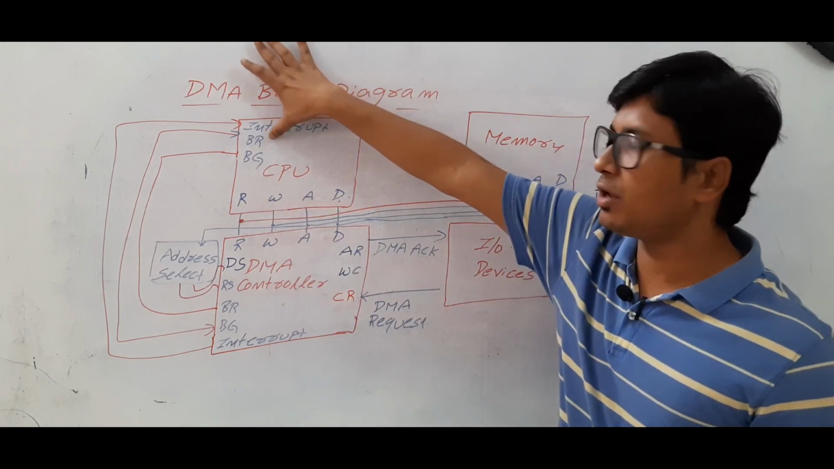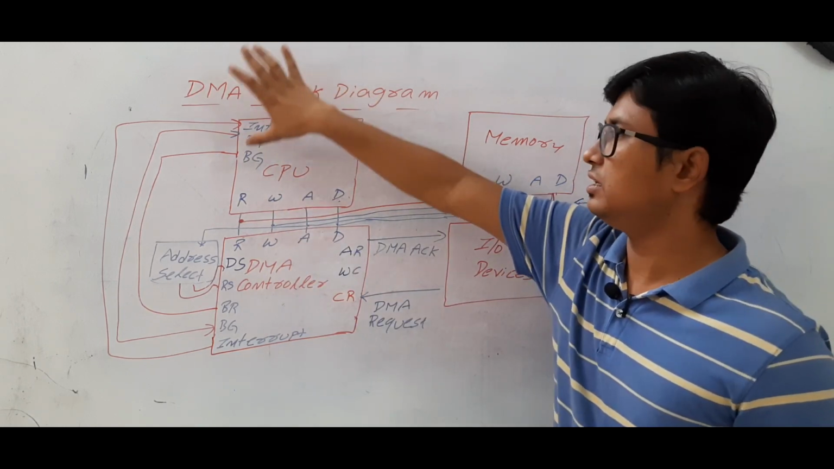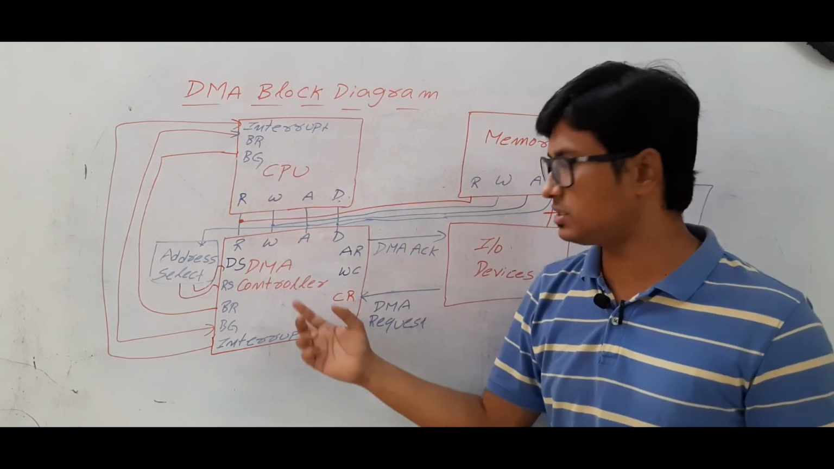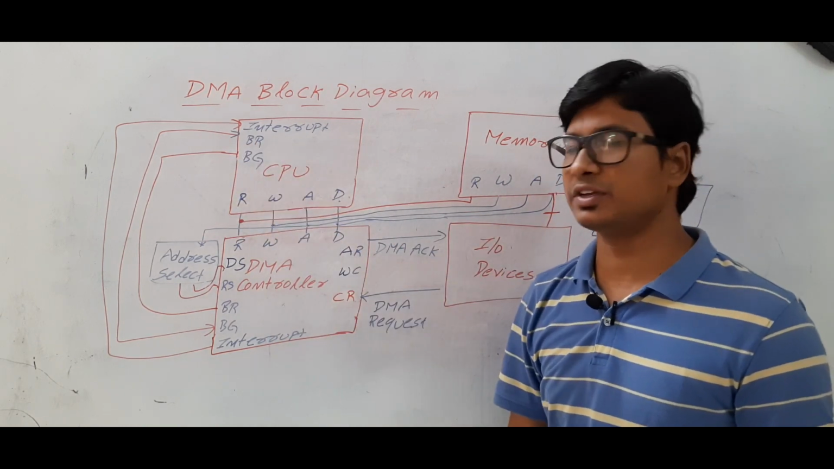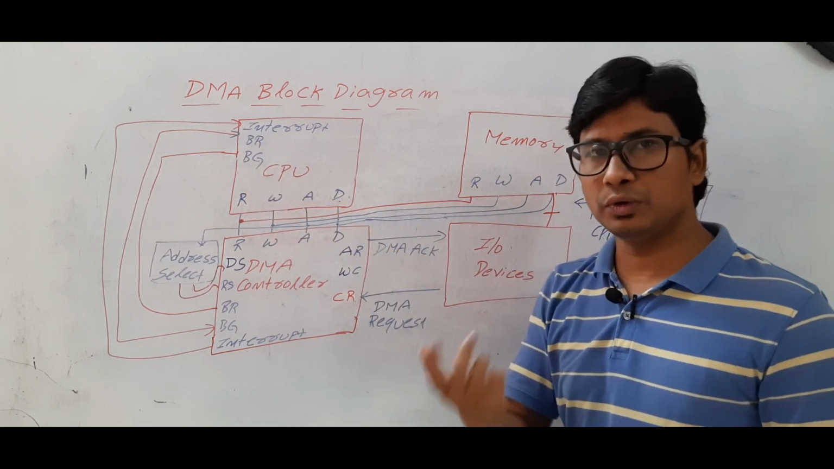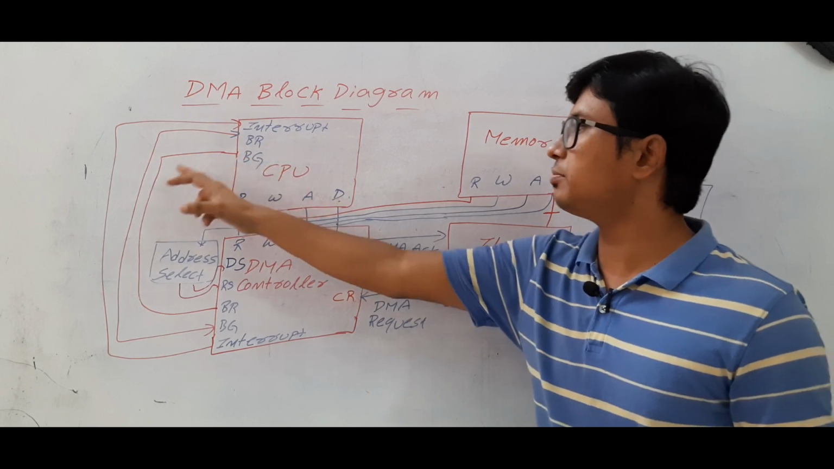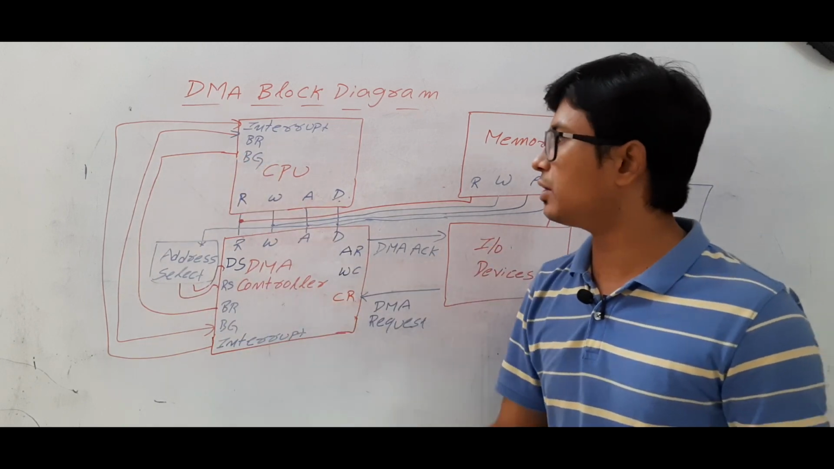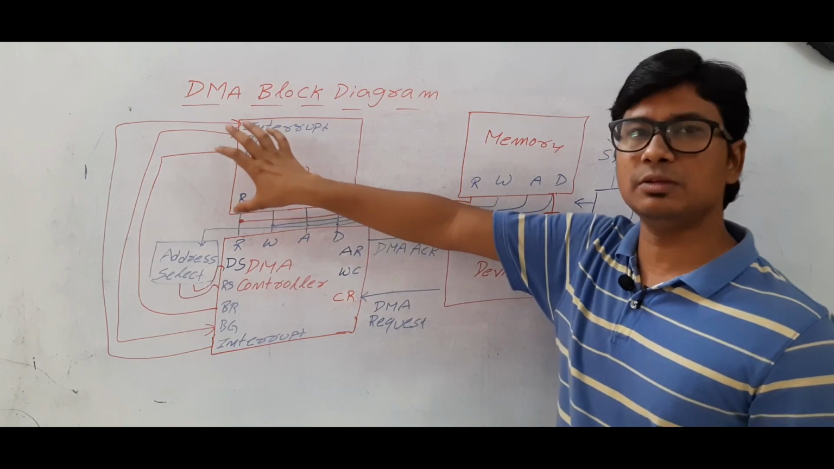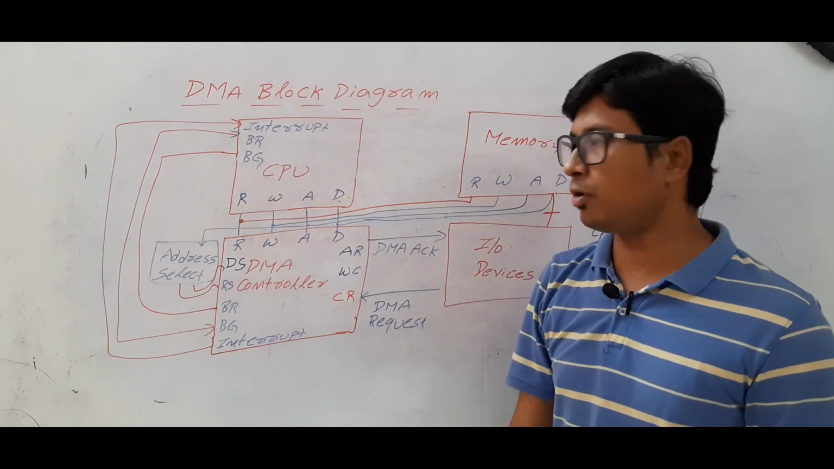And then we have a bus request. Is it clear? BR stands for bus request. Who will request for the bus? The DMA controller will request the bus from the CPU. And if the CPU wants to give the bus, then it will send a bus grant signal to the DMA controller. We have various pins in the CPU, but I am discussing only the pins which are required in the DMA block diagram.